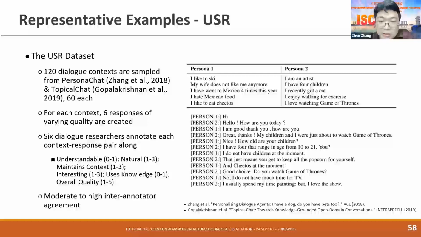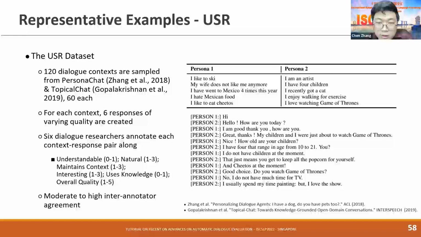So the author basically samples 120 dialogue contexts from PersonaChat and the TopicalChat introduced earlier. So we select 60 dialogue contexts from each data set. For each context, they adopt a different set of generative models to generate 6 different responses of varying quality. Some responses are good, some responses are not good. Then there are 6 dialogue researchers. They annotate each context response pair along the 6 fine-grained qualities introduced previously, like understandable. Then they score whether the response is understandable or not.